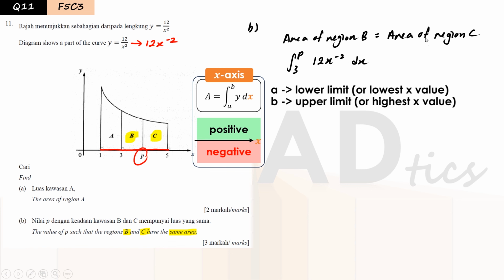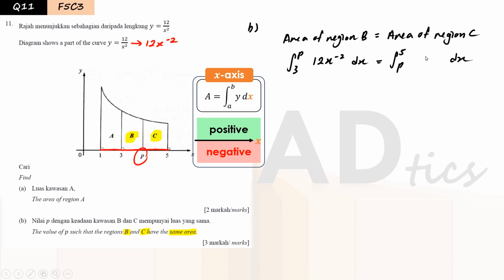Same goes for the area of region C as well. Integral at the front, dx at the back, and we're going to find the lower and upper limits of region C. The lower limit would be the smallest x value of region C, which is P, and the upper limit would be the highest x value of region C, which is 5. Inside the integral, we are going to use the same thing. Now we can integrate these two, but we don't have to integrate again because we have already done it in part A. So we can use the result in part A and put it here.